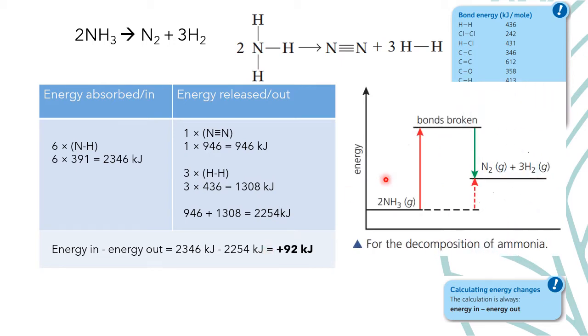So this is the energy level diagram kat sini. Alright, energy in is greater than energy out here kat sini. So that's why it is an endothermic reaction. Overall, this is actually overall.